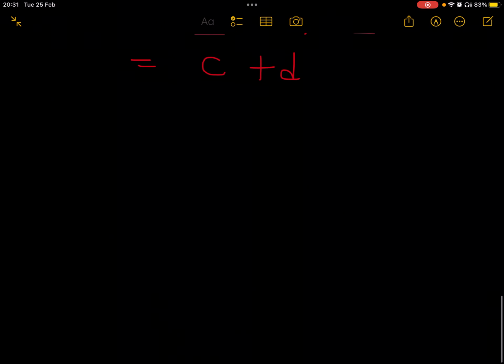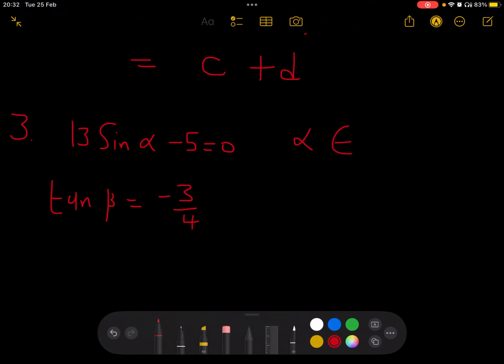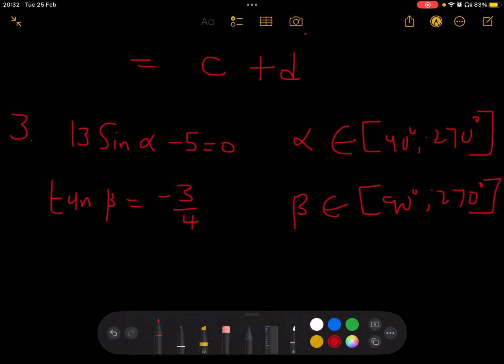You are given 13 sine alpha minus 5 equals 0, and you're given tan beta equals minus 3 over 4. And they tell you alpha is an element of 90 degrees to 270 degrees, and beta is in the same interval, 90 degrees to 270 degrees.